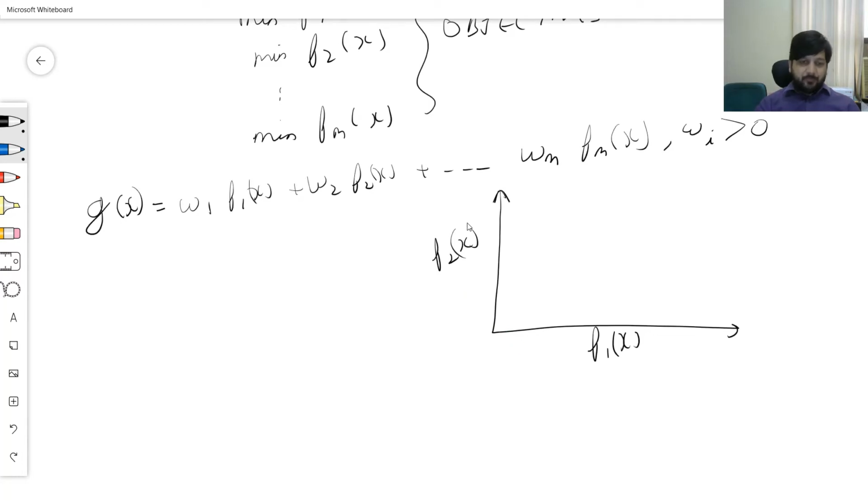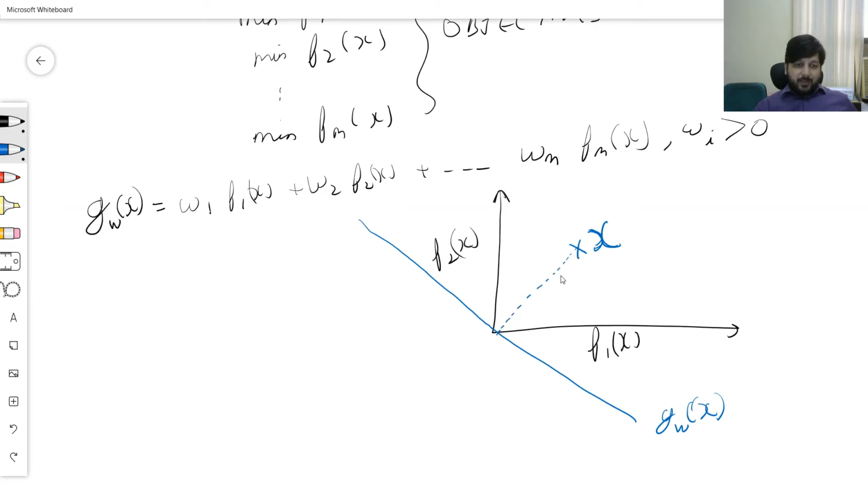It's a line that will pass through the origin over here, and this is what's called g(x). And because there's a weight involved, let it be called g_w(x), where w is all these weights which are over here. So the line is called g_w(x). And what this value is, w1 f1(x) plus w2 f2(x). So let's take any x around over here. So I take this as the x function. So this is the value of g_w(x) over here.